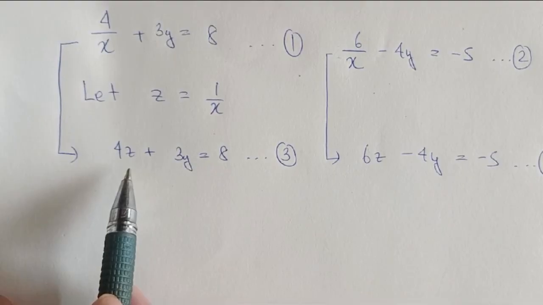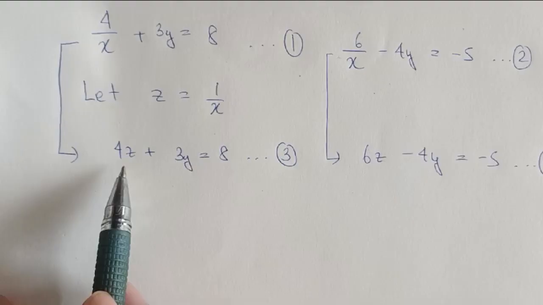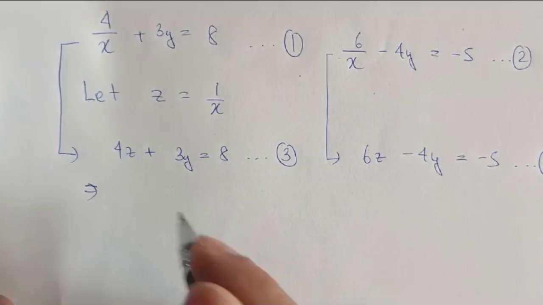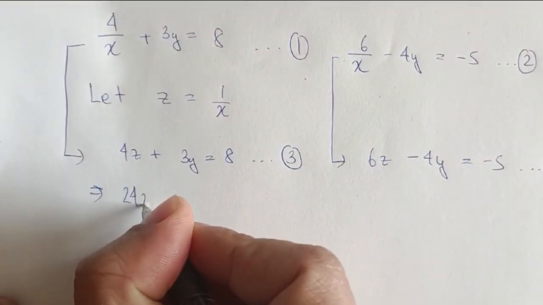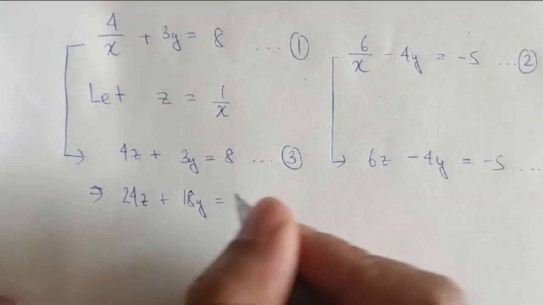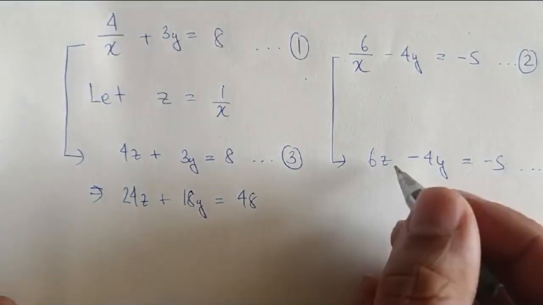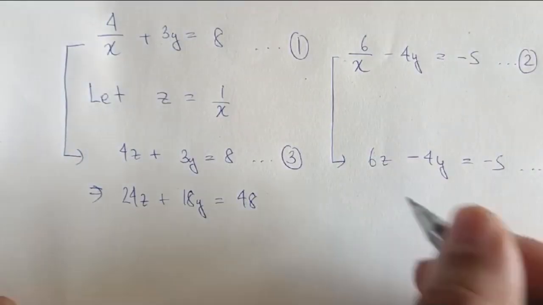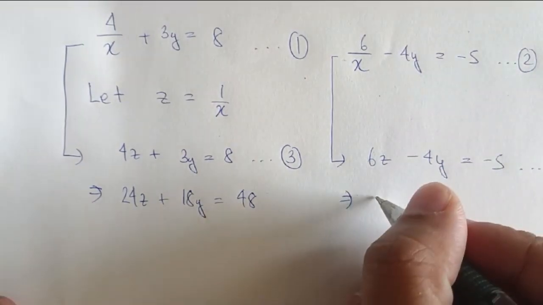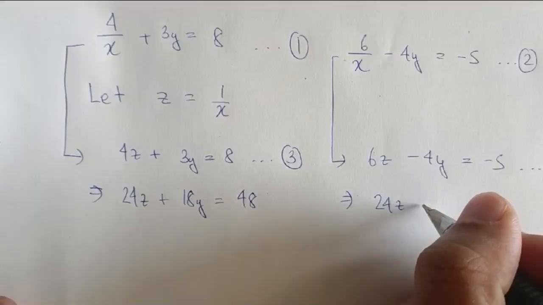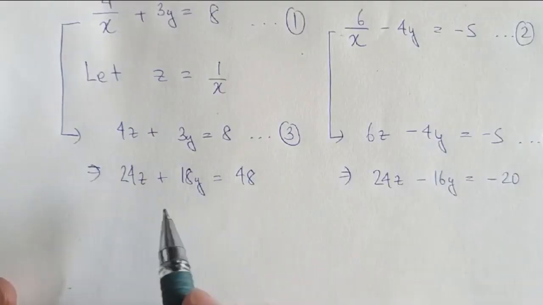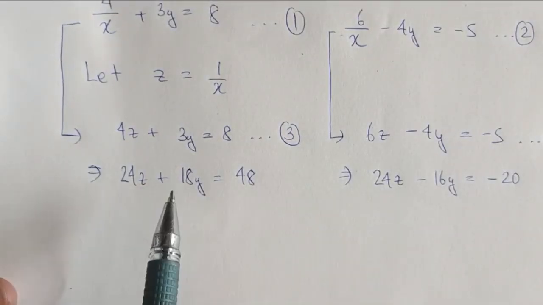So we multiply this side by 6. So this becomes 24z plus 18y is equal to 48. And multiply the other equation by 4, that side also by 4, so this becomes 24z minus 16y is equal to minus 20. Now we subtract this equation from this equation.